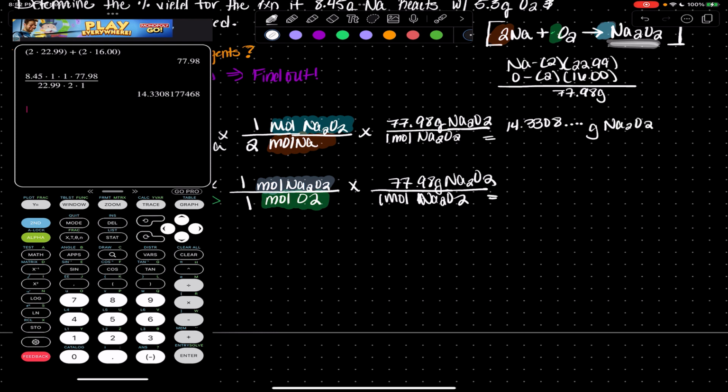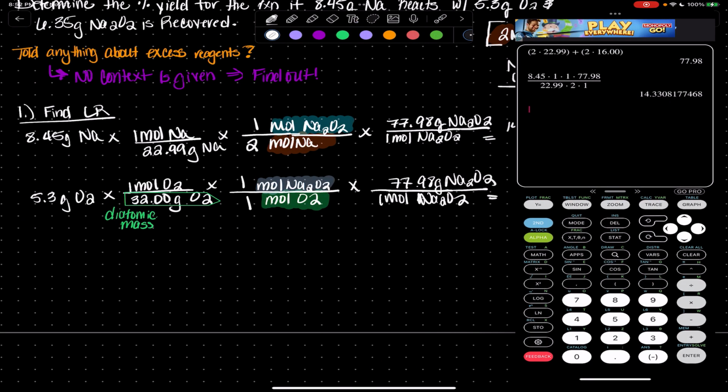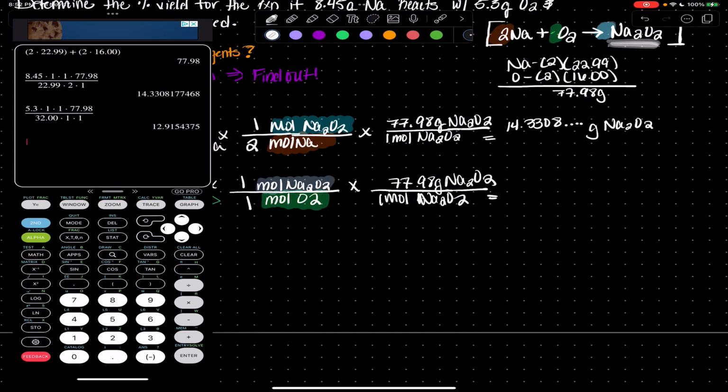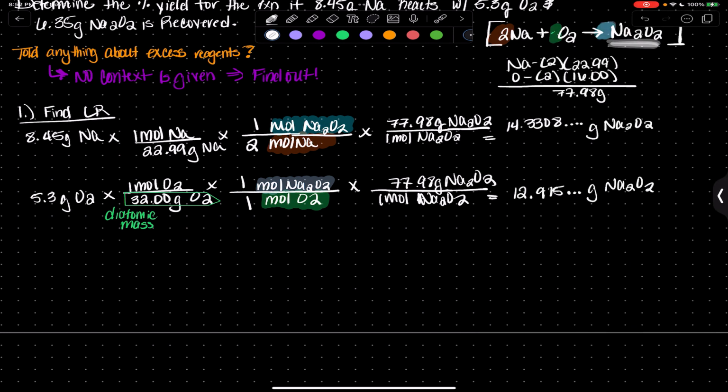Now let's do the same thing over here. Move that out of the way. Hit that fraction again. Times 1 times 1 times that 77.98. Down here, I'm going to use that diatomic mass times 1 times 1. Gives me that 12. Grams of Na2O2.